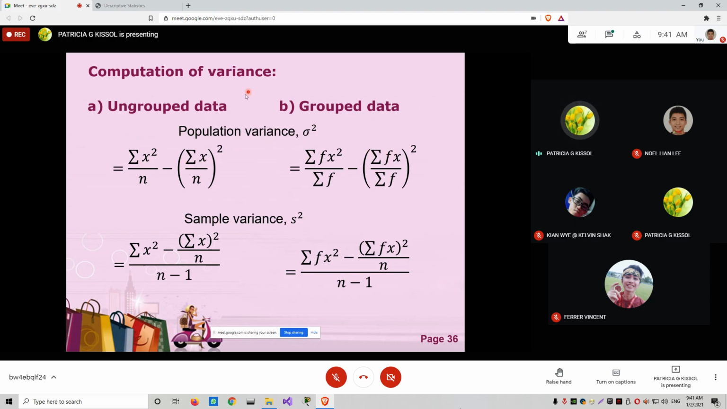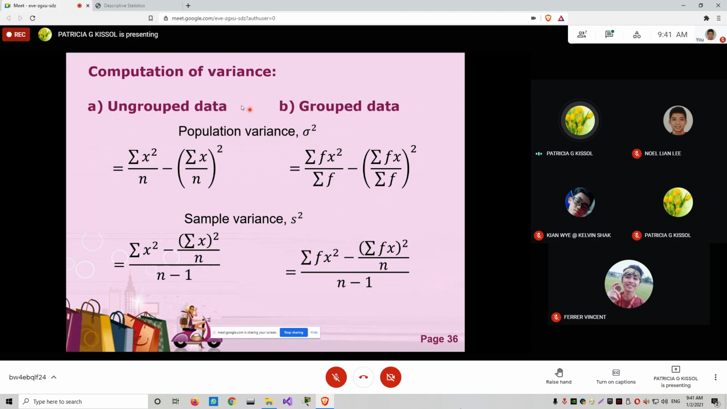To calculate the variance, first you need to check, is it ungrouped data or grouped data? And then you need to check if it's population or sample. Then you choose the one that is correctly answering the question. So this one is ungrouped for population and sample, and this one is grouped for population and sample.